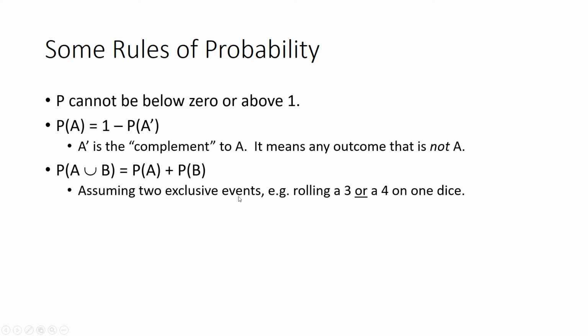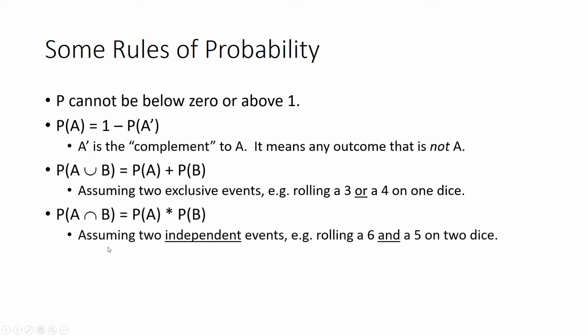So these are two exclusive events. For example, if you've got a dice and you want to find out if you can roll a 3 or a 4, then the probability of a 3 is A, the probability of a 4 is B. These are two exclusive events, and the total probability is the two of them added together. That's relatively simple, but it does add up properly.